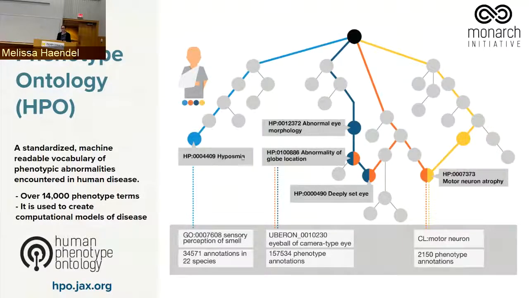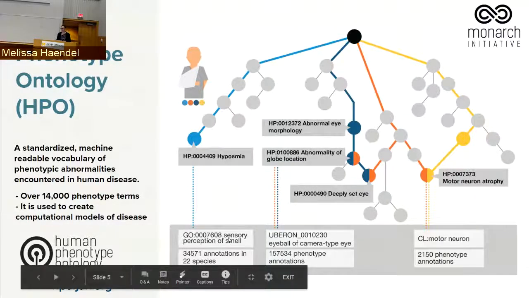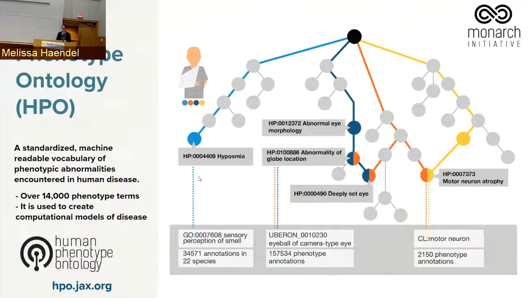Furthermore, these terms, such as hyposmia over here, are defined in terms of the logic with other terminology. So here, the gene ontology term, sensory perception of smell. So hyposmia is an abnormality in the sensory perception of smell.